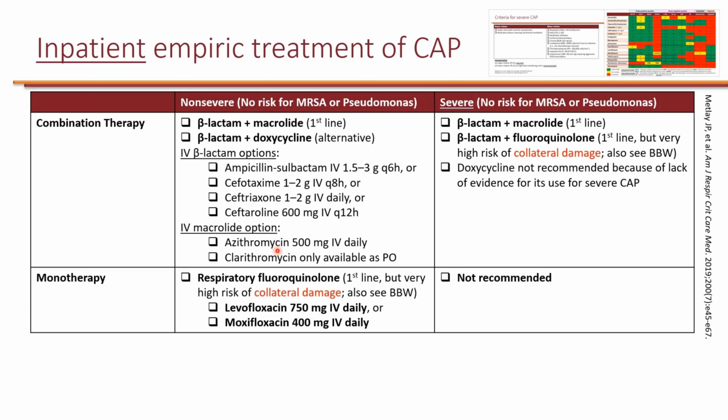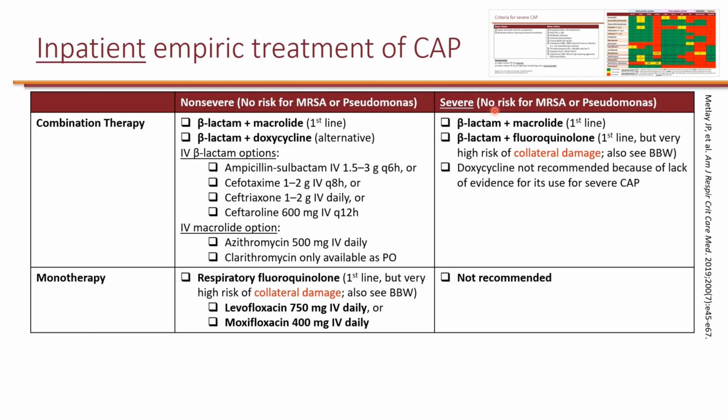And when it comes to macrolides, we have azithromycin, the only macrolide available as IV. Clarithromycin is only available as PO. Now, alternatively, we can also have monotherapy with a fluoroquinolone, and it has to be a respiratory fluoroquinolone, either levofloxacin or moxifloxacin. This is also considered first line. But again, keep in mind that this is associated with collateral damage and adverse effects. I should also mention that beta-lactam plus macrolide is first line, but beta-lactam plus doxycycline is considered an alternative because there is less evidence with doxycycline.